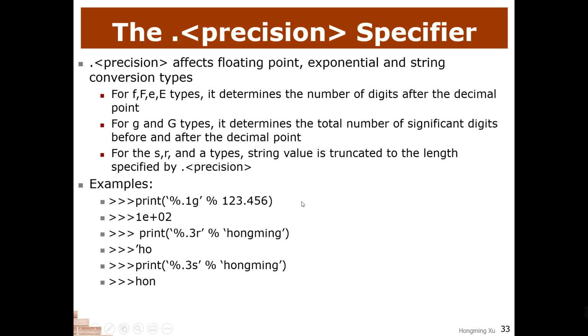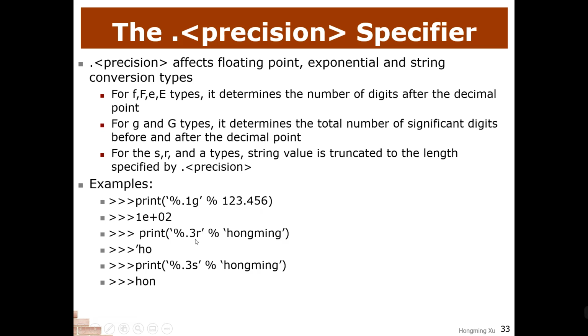Here I show three examples. First, for this one, if we use part 1G, the precision is 1, so now we display this number using the exponential notation, because the precision is only 1, so the significant digits is just 1. So in this case, this number will be printed as this one.